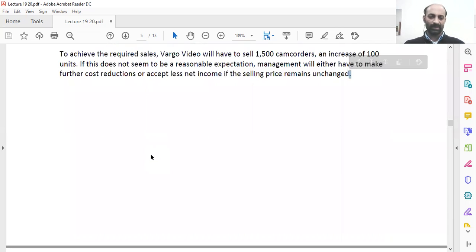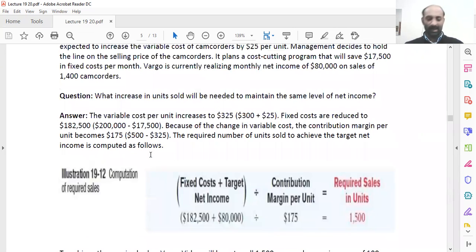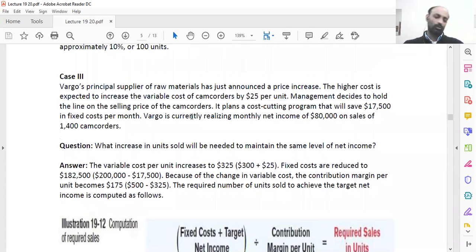So these are the three scenarios which give us a very clear picture of how we use CVP analysis in order to operate, and in order to produce, and in order to sell. So this is the end of lecture number 19. In lecture number 20, we will do the additional topics related to CVP analysis.